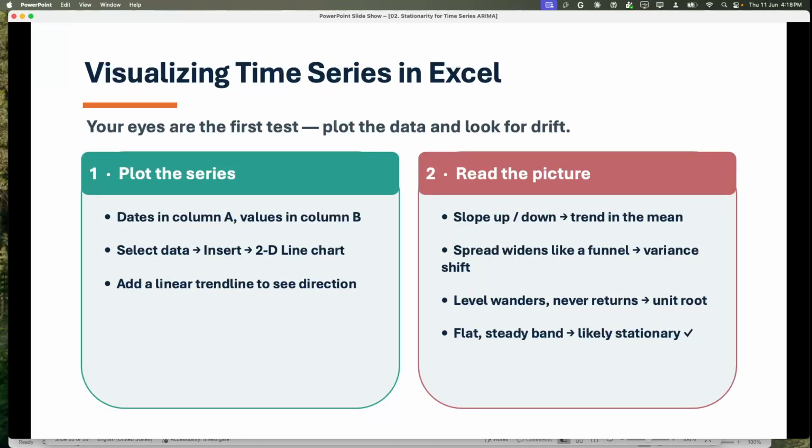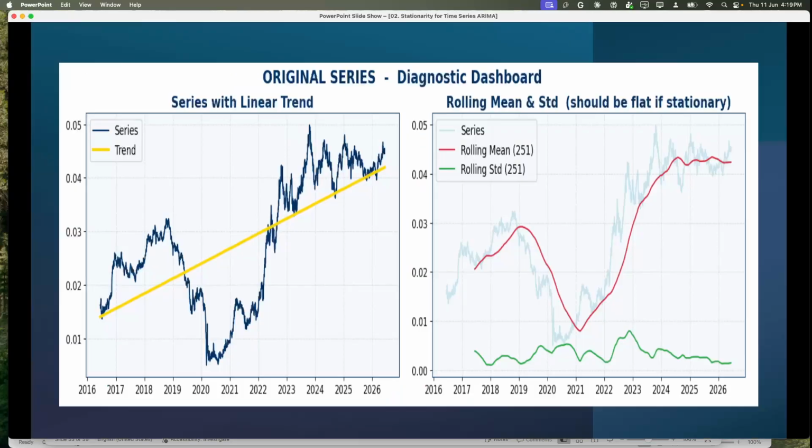So first, how do you look at whether given data is stationary or not? We just put the data into Excel, use a simple line chart, plot the series and read the picture. As soon as you see the series has an upward trend or a downward trend, or a spread like a funnel, we can say whether the given series is stationary or not. Now, look at this picture, the diagram.